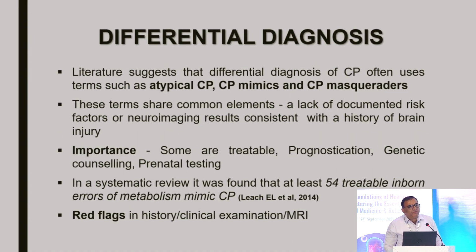Now, differential diagnosis. Nowadays we use a lot of terms like CP mimics, atypical CP or CP masqueraders. What are these? These terms share common elements, that is a lack of documented risk factors or neuroimaging results consistent with a history of brain injury. Why are these important? Because some of these are treatable. It helps in prognostication, genetic counseling and prenatal testing. In a systematic review, it was found that at least 54 treatable inborn errors of metabolism mimic CP. So the idea is we should not miss these cases, because if we are able to diagnose a treatable cause, we can cure the child of his or her signs and symptoms.